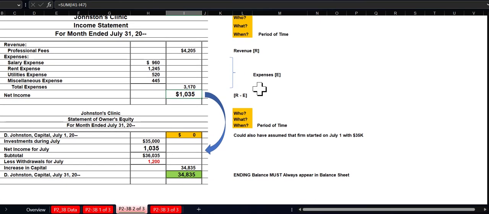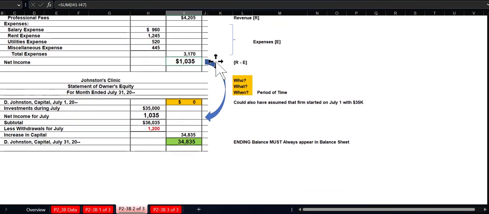We will then take that information and use it in the next financial report, which is the statement of owner's equity. This is the financial report that shows us what happened to the owner's equity over a period, in this case, the month of July. What did we have at the beginning? What added to it? What subtracted from it?